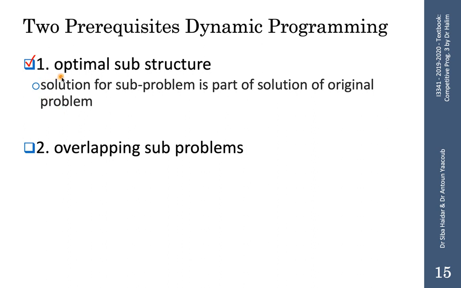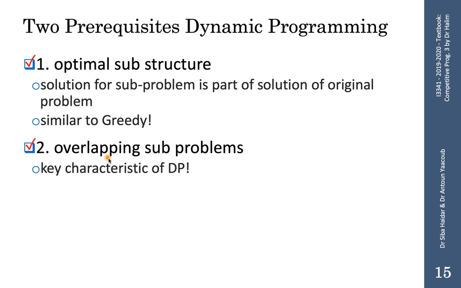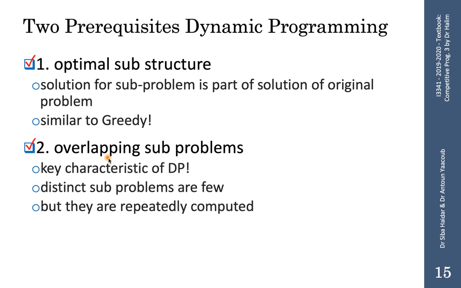Any time that the solution for a subproblem is a part of the solution of the original problem, this is called an optimal substructure. And this was in the greedy paradigm. This was one of the conditions of the greedy paradigm. However, the second one is not that of the greedy paradigm. The overlapping subproblem is the key characteristic of dynamic programming.